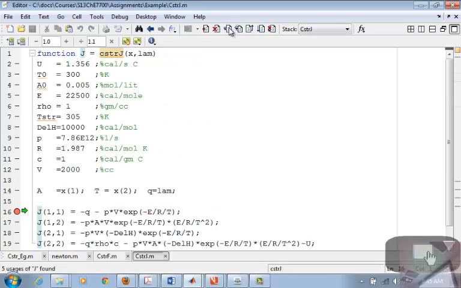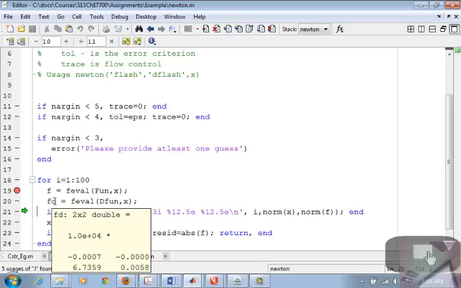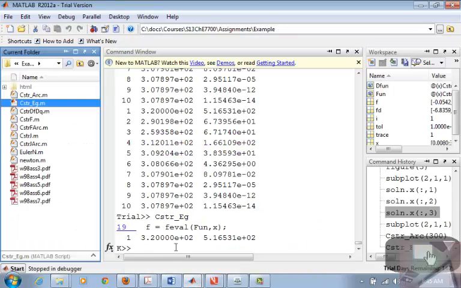Transfer goes to CSTR j. Okay, and the same thing, the 4 values of j are calculated, it comes out, and there it is. Now FD is defined. It's a 2 by 2 matrix. Okay, and if trace, print that, and trace is 1. Okay, so it will print that. So if you execute that and then go to the MATLAB window, you will find that it has printed first iteration. These are the values that I printed.